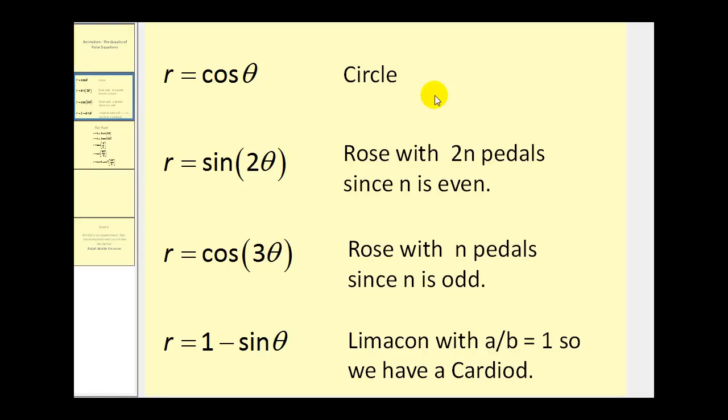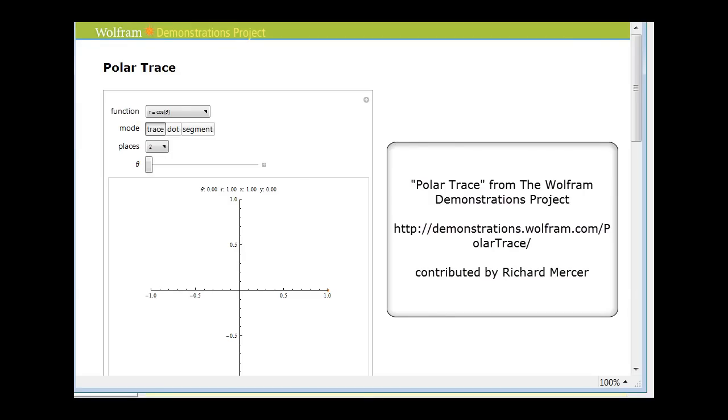So the first graph we're going to take a look at is r equals cosine theta, which we know from the previous video would be a circle. Let's go ahead and take a look at how we can create this graph. As theta increases from 0 to 2 pi along this bar, which I know you probably can't see, the graph will be traced here below.